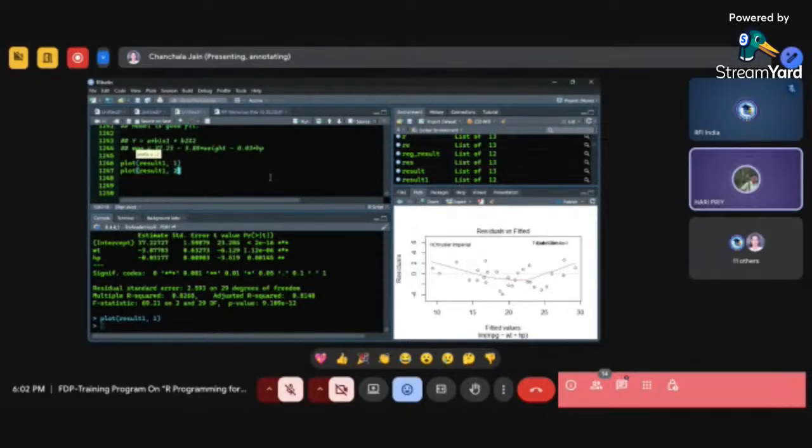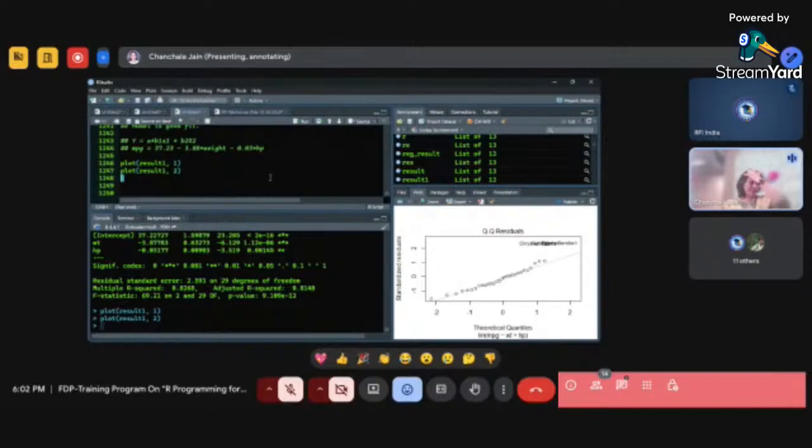Yes, ma'am. Clear. Talking about my second plot, you can see this is for the normality. QQ residuals. Quantile is for understanding the normality of my data. Once you look at this, you can find here the fitted line. If you see the residuals distribution, the residuals are almost coinciding with this fitted line. That means your residuals are almost following the normal distribution.